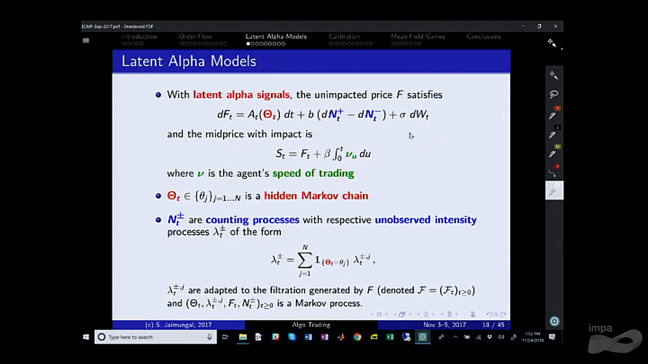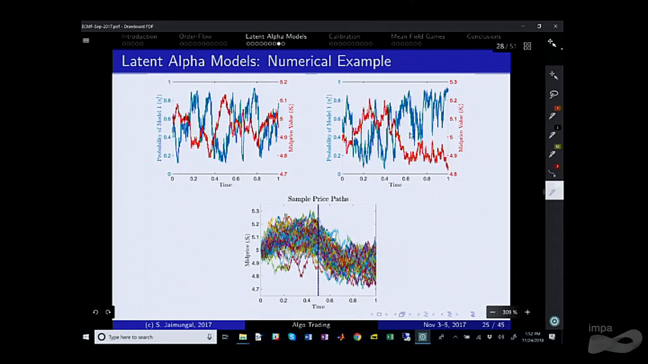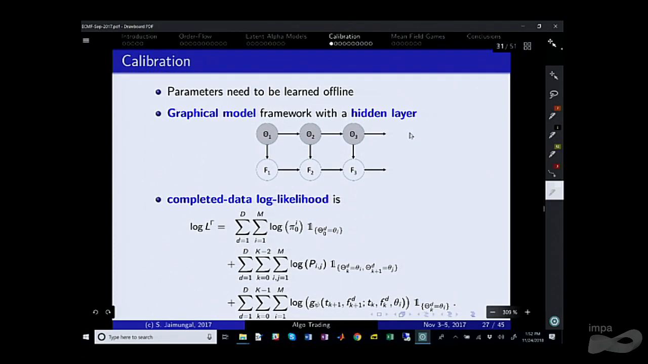How can we potentially use the calibration or model estimation from the HMM approach and tie it in with this continuous model? Well, the idea is fairly simple. You discretize slightly, you integrate over a short interval of time, but then you find that you can recast the model in this light. Theta is a latent state that evolves through time. F is the price that you see.